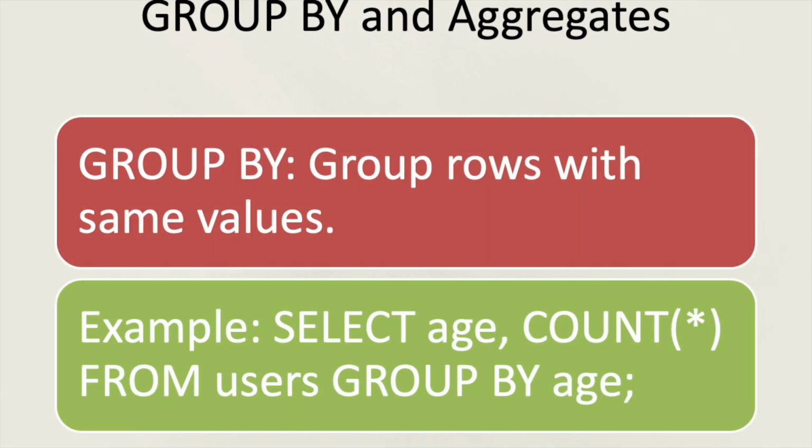The next one is group by clause. The group by clause groups rows that have the same values into summary rows. It is often used with aggregate functions like count, sum, average, etc. For example, to get the total number of users in each age group, you can use SELECT age, COUNT(*) FROM users GROUP BY age. You can use group by with aggregate functions also.